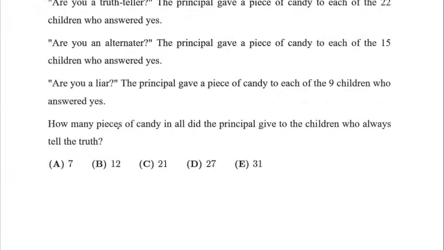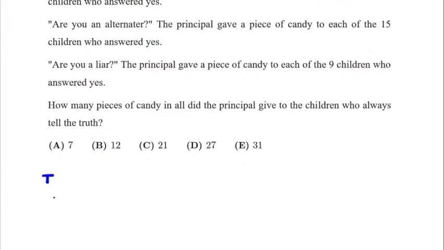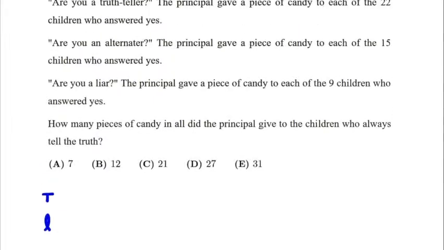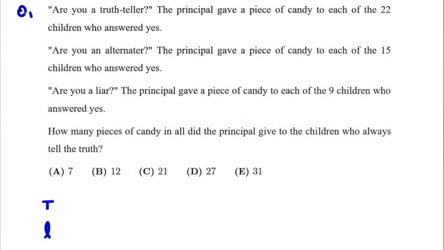Okay, so let's consider the people: truth teller, alternator, and liar. So we want to see the answer. Let's consider the alternator carefully, because we have two types of alternator. So we have how many questions? We have three questions, okay? It is Q1, Q2, Q3. So, in Q1, we want to see what they say for Q2 and Q3.